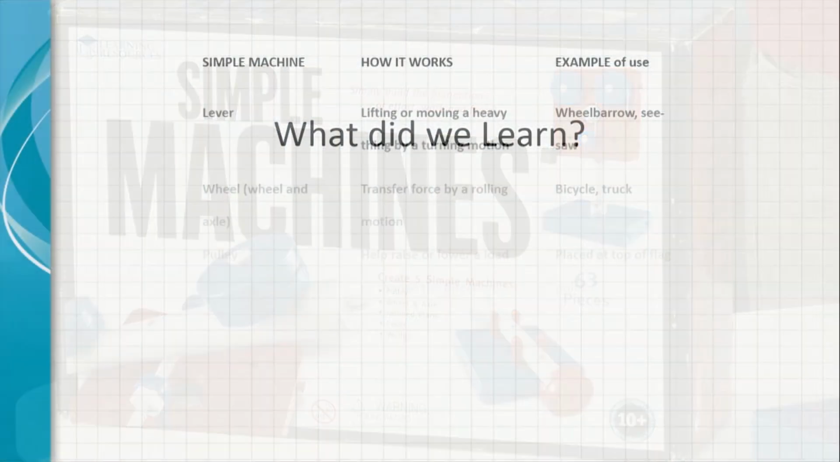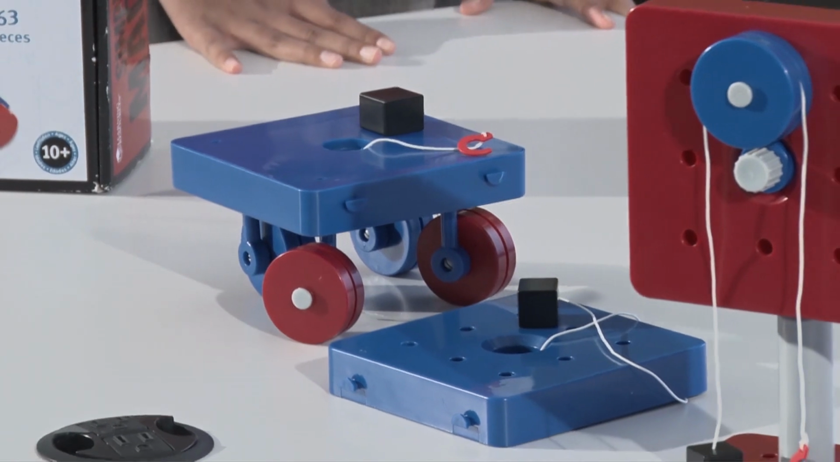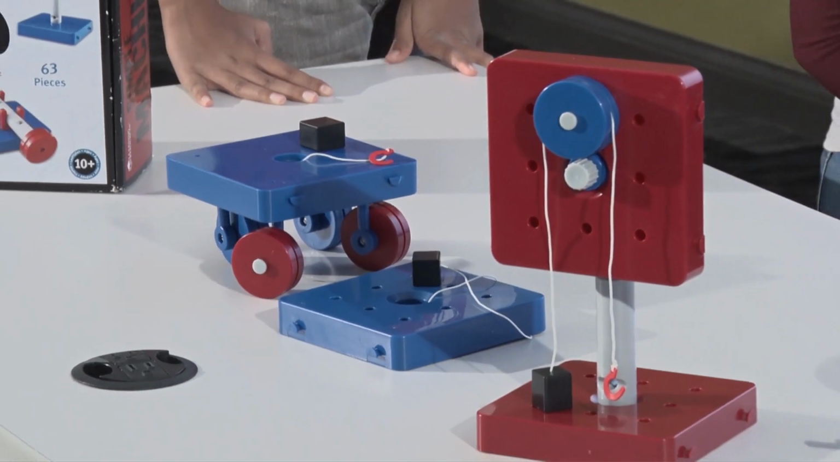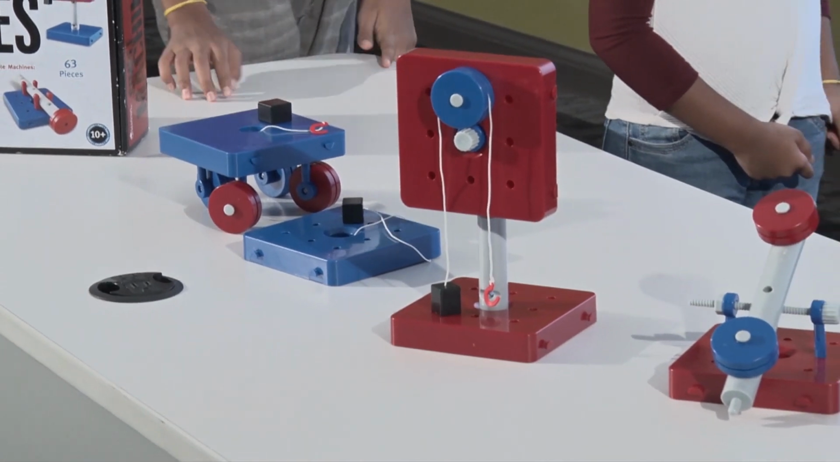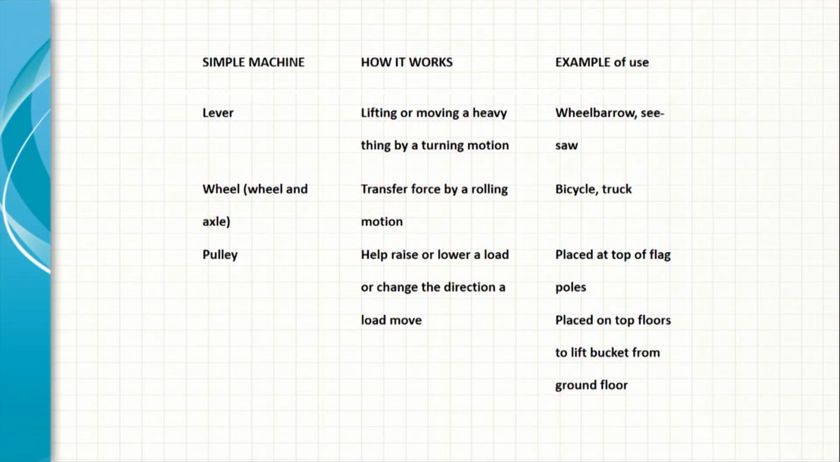So what did we learn? We have a lever. It's used for lifting or moving heavy things by turning motion. Some examples are wheelbarrows and seesaws. A wheel and axle works by transferring the force by rolling motion, for example bicycles, trucks, cars with wheels. The pulley helps raise or lower a load or change the direction the load moves. And examples are flags and a bucket from the ground to the floor.